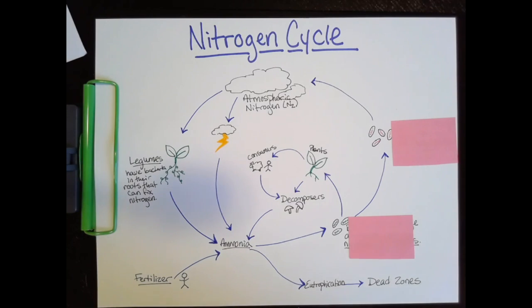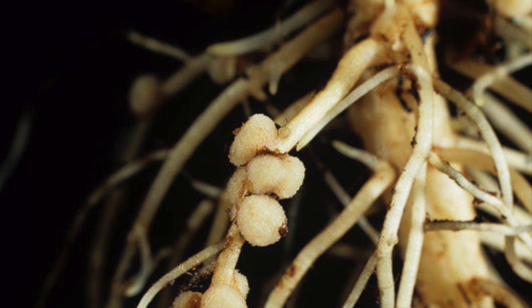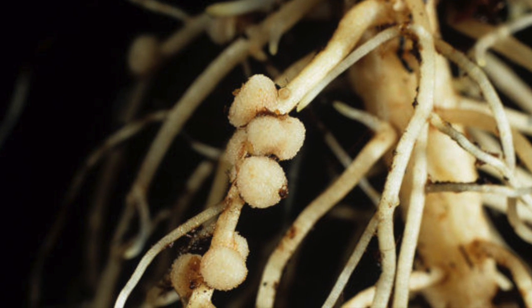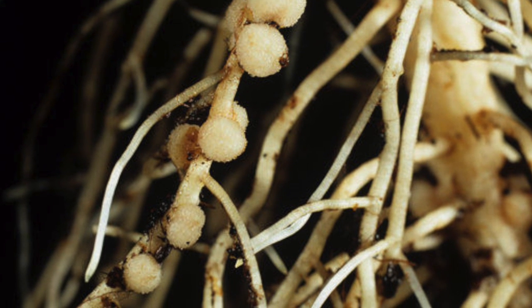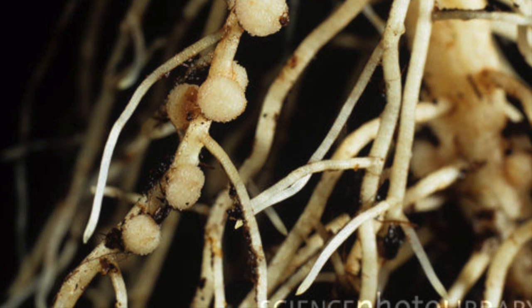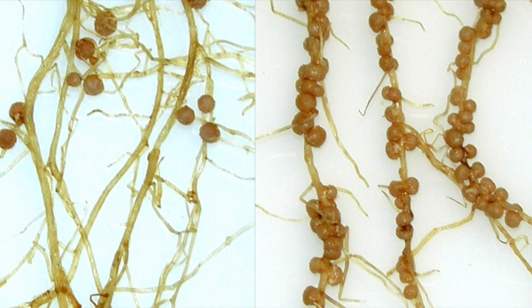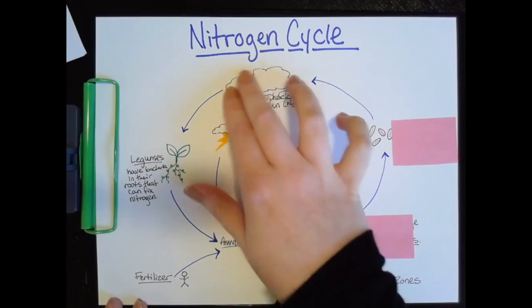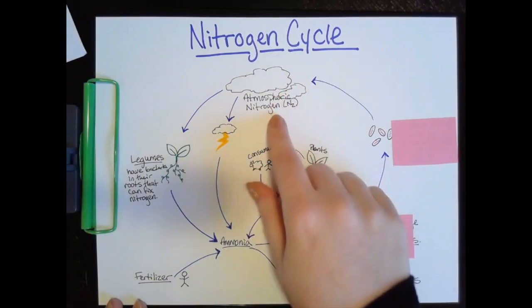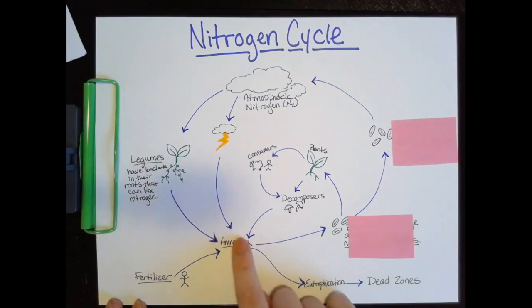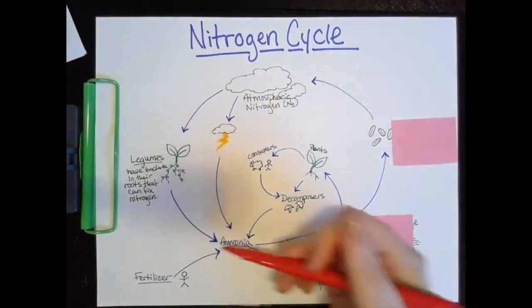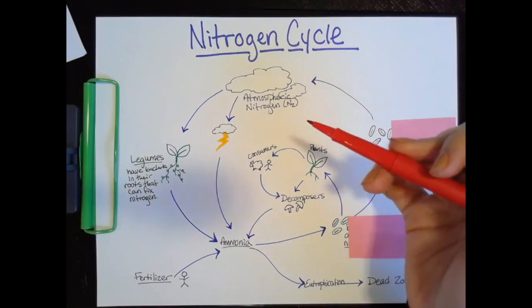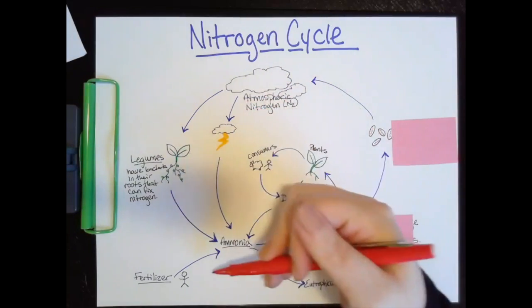And what's interesting about legumes is that in their roots, the roots of these plants, they have these little nodules, these little round balls. And inside of those little nodules, they have these special bacteria that can fix nitrogen. And when we say fix nitrogen, what we're meaning is they can take this atmospheric nitrogen and they can turn it into ammonia by combining it with hydrogen. So on our cycle here, we're going to label the different processes that happen in the nitrogen cycle. First one we're going to label is that nitrogen fixation. So we're going to label that here.